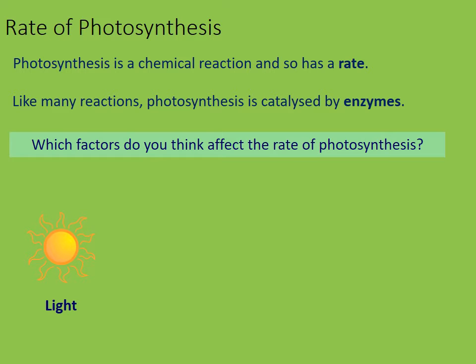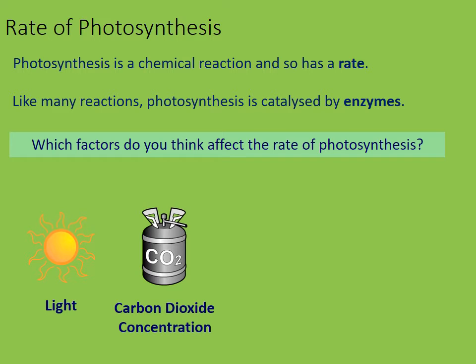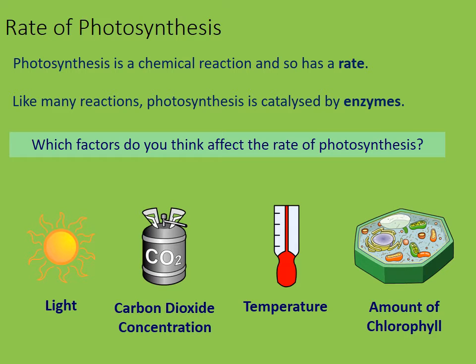So hopefully you immediately thought about light, and so here we could think about light intensity. We could also think about day length, along with color of light, which would affect the rate of photosynthesis. Carbon dioxide concentration, because it is one of the reactants, so more carbon dioxide means a faster rate of photosynthesis. Temperature, any chemical reaction is sensitive to temperature changes. Generally, increasing temperature increases the rate of reaction. And the amount of chlorophyll, because of course the chlorophyll is going to absorb the light energy in order for the photosynthetic reaction to occur.